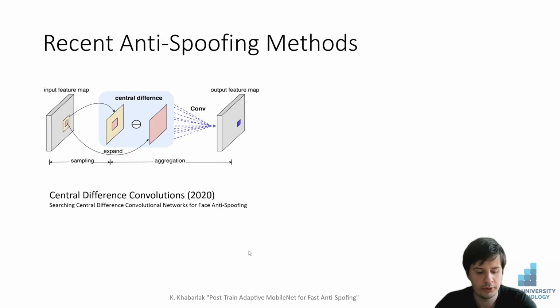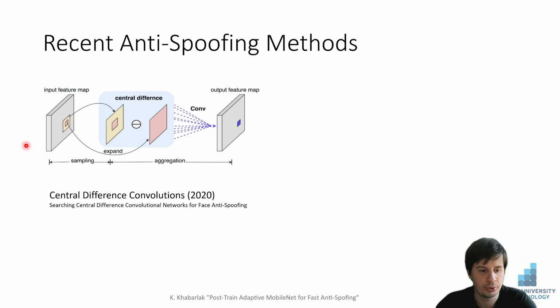So we have discussed basic approaches to how the classification problem can be solved with convolutional neural networks. But is there something more specific to anti-spoofing? Yes. Here I present several of the recent anti-spoofing methods that use typical backbones for classification, and then change something. The first one is about central difference convolutions.